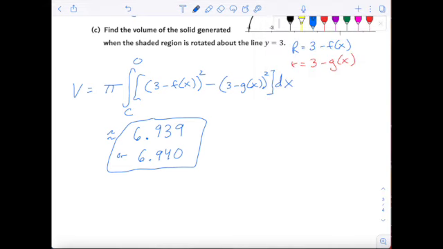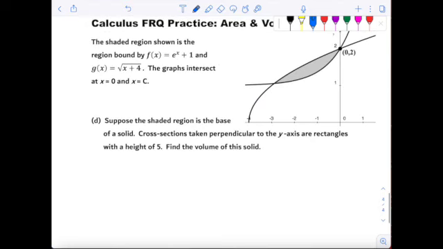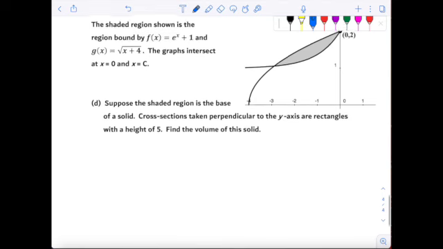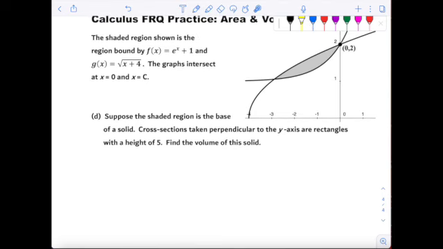Hopefully a nice little washer demonstration. And now let's check out the last part that I've made here. It's the same region, but now suppose the shaded region is the base of a solid. So now it's like the footprint. And cross sections taken perpendicular to the y-axis. As soon as you see perpendicular to the y-axis, that means you're doing things with respect to y, so dy. And cross sections, pay attention to what kind of cross sections you're dealing with. This is rectangles with a height of 5. Find the volume of this solid.